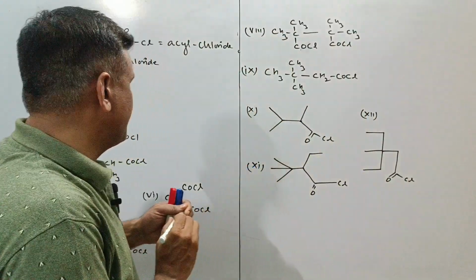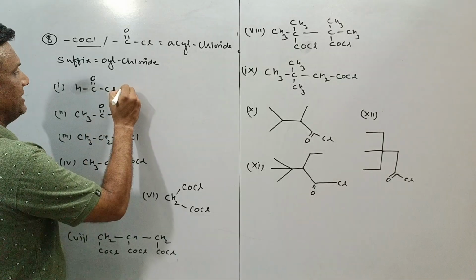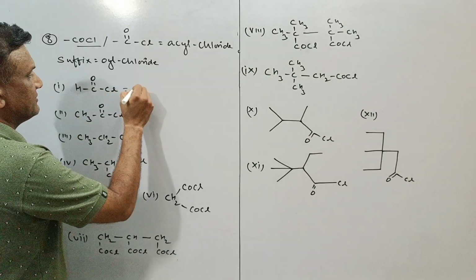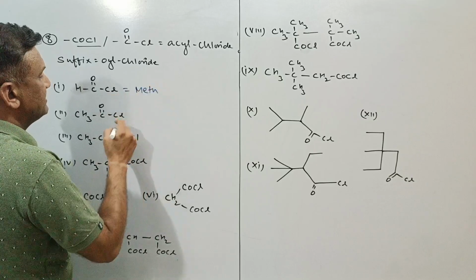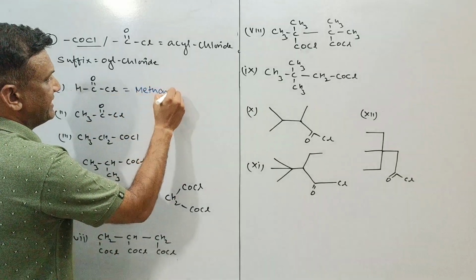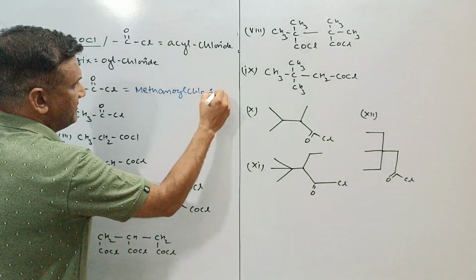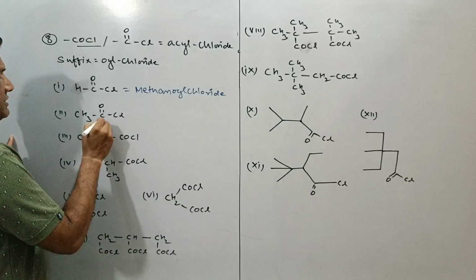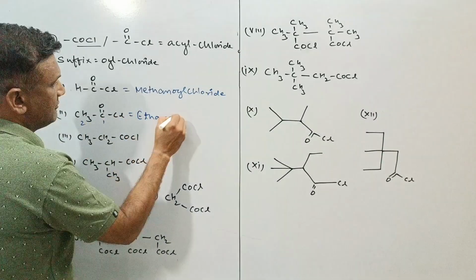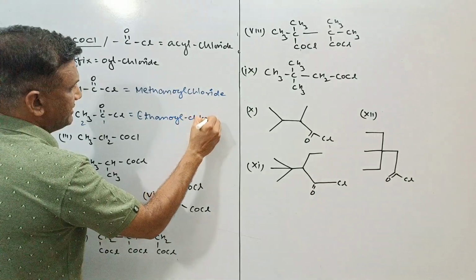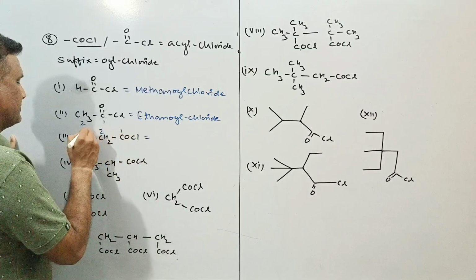Now it's time to discuss the nomenclature. First of all, the first compound has only one carbon chain. For one carbon, it is called meth. Single bond present, that's why ane, and oyl chloride will be the suffix. So the name of the compound will be methanoyl chloride. For this, it will be two carbons, so ethanoyl chloride.